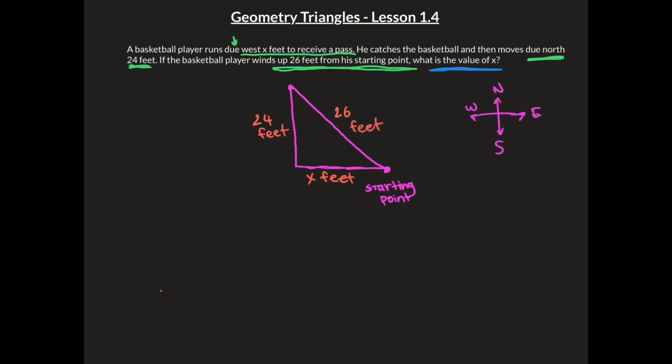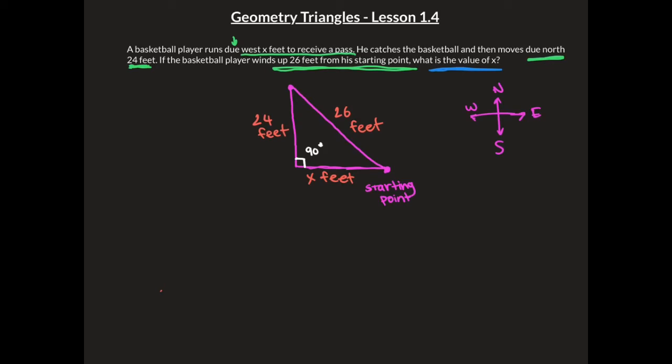Now, what is the value of X? So we've got a right triangle, right? Because it moves directly north. So with that information, we know that this is a right triangle. So this is 90 degrees. Now, what formula can we use when we have two sides and one missing side, and it's a right triangle? Right, the Pythagorean theorem. We can use the Pythagorean theorem in this scenario.